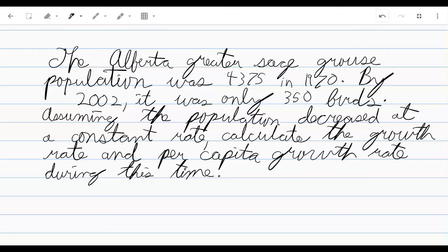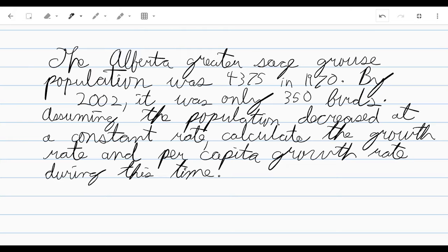Here we have a sample problem that says the Alberta greater sage grouse population was 4,375 in 1970. By 2002, it was only 350 birds. Assuming the population decreased at a constant rate, calculate the growth rate and per capita growth rate during this time.